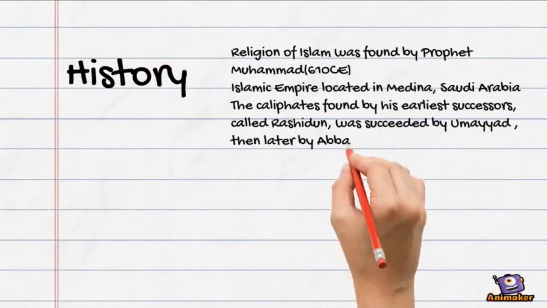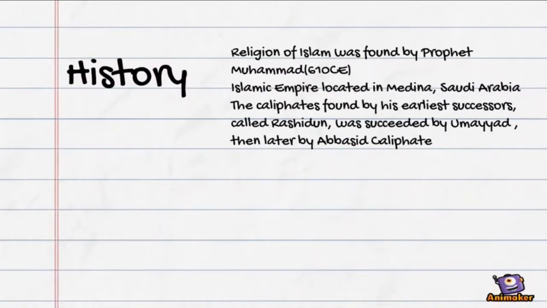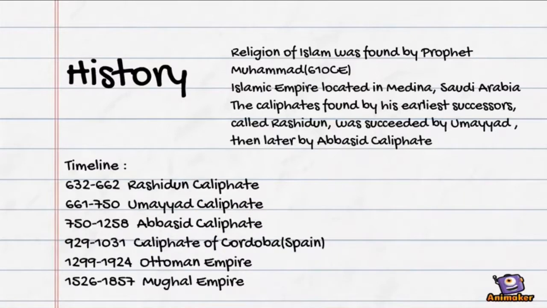History. The religion of Islam was founded by Prophet Muhammad in 610 BC. The Islamic Empire was located in Medina and Saudi Arabia. The caliphates founded by his earliest successors, called Rashidun, was succeeded by Umayyad, then later by Abbasid Caliphate. Timeline for Islamic landscape: Rashidun Caliphate, Umayyad Caliphate, Abbasid Caliphate, Caliphate of Cordoba, Ottoman Empire, Mughal Empire.